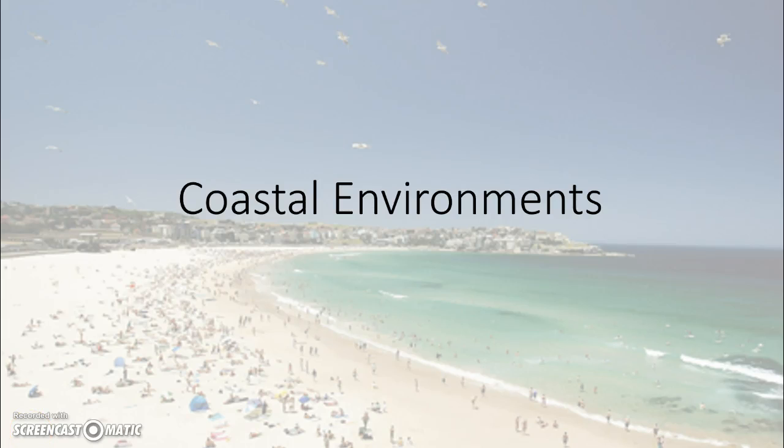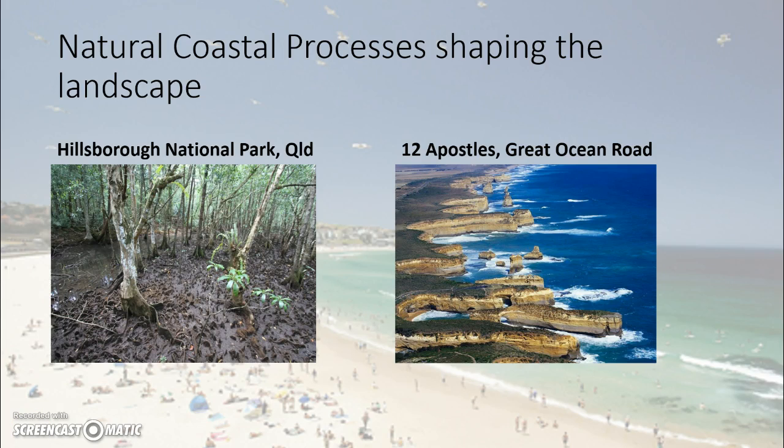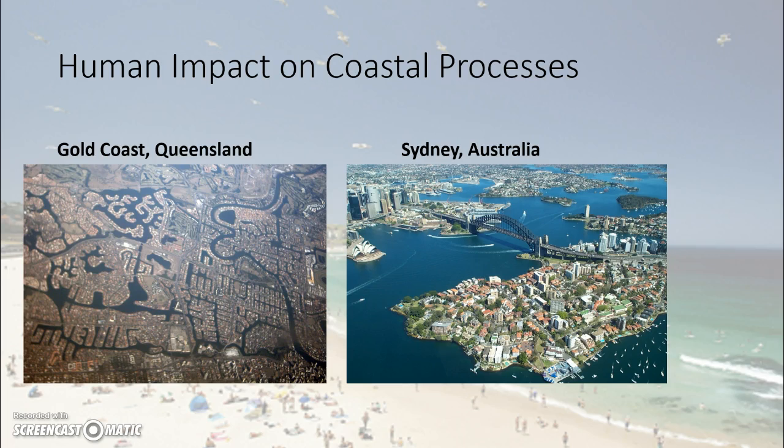Today's lecture will be an introduction to coastal environments. Obviously, with coastal environments, there are natural processes which shape the natural landscape. You can see on the left here a very wet land up north in Queensland that has obviously been affected by its proximity to the coast. And on the right, you have the beautiful 12 Apostles here in the state of Victoria that have been formed distinctly by ocean erosion processes.